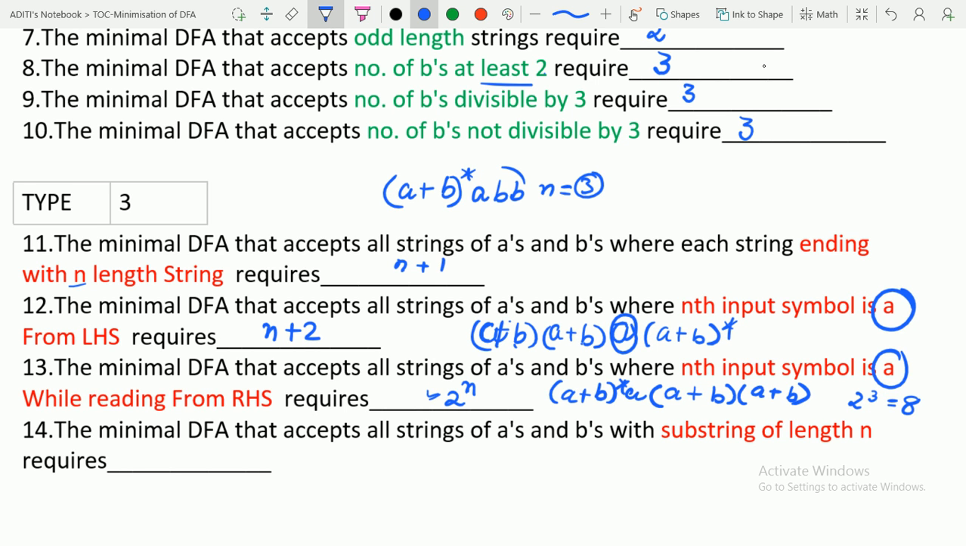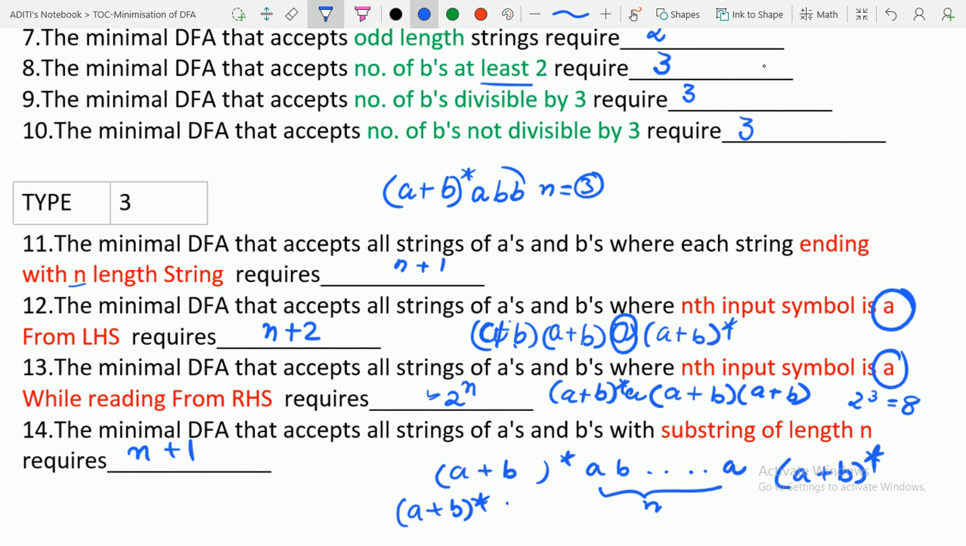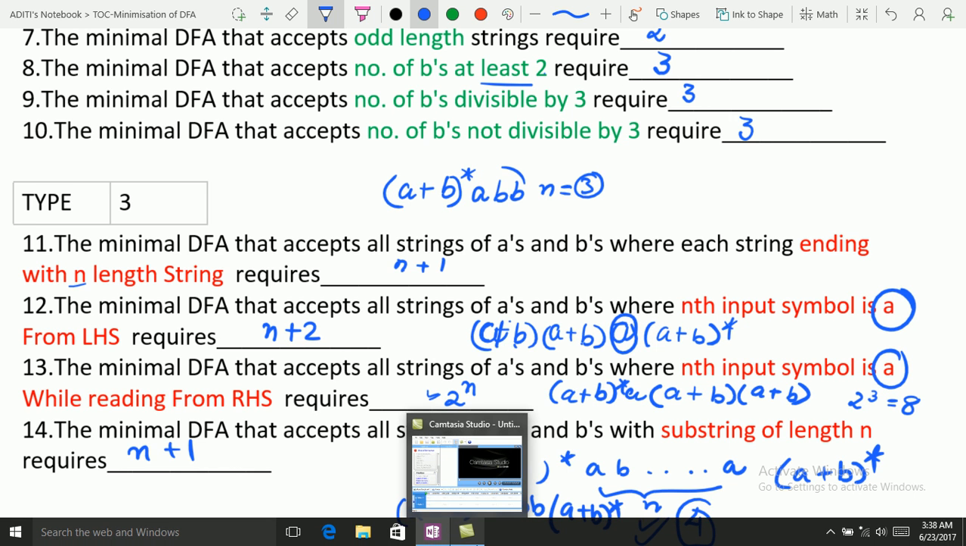Okay, that particular example is basically telling about the use of NFAs. The 14th is the minimal DFA that accepts all strings of A's and B's with a substring of length n. A substring of length n means something like A plus B star, then the n length string. Then how many states are required is also given by n plus 1. Suppose we have A plus B star, with ABB in between as the substring, and this particular example will require 4 states for the minimal DFA.